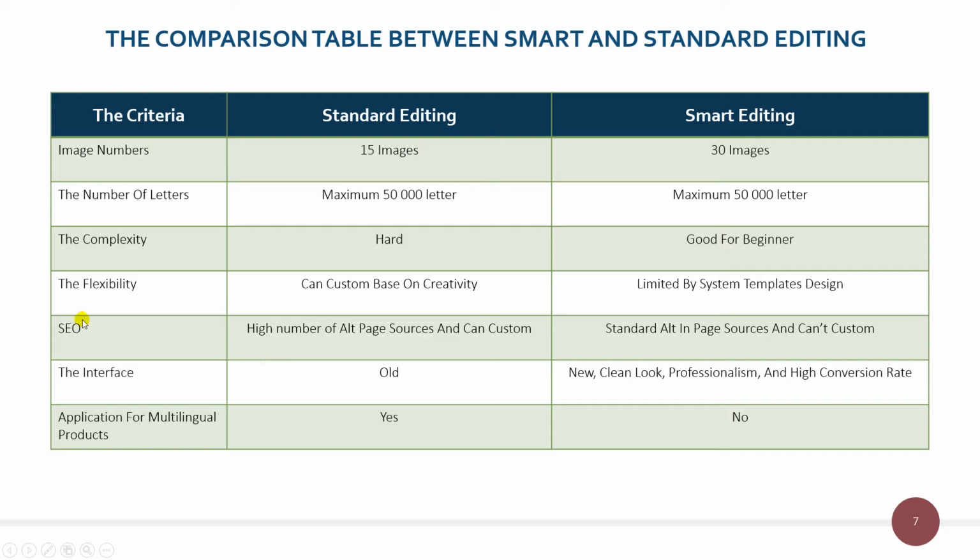And now I will come back to the SEO purpose of these two types. For standard editing, it will be very good for your product page template, because it has a high number of "alt" page source tags and it can be customized. However, for smart editing, the alt tags in the page source are standard and can't be customized. So what is the alt page source?